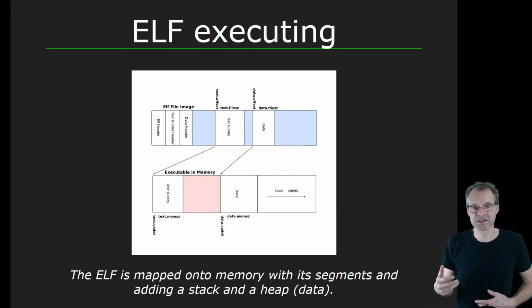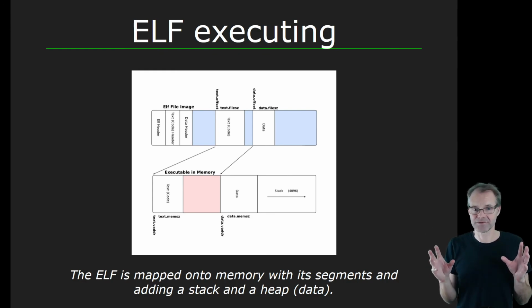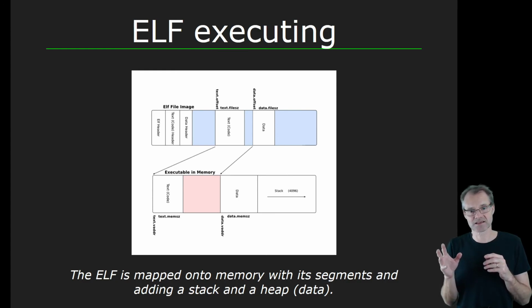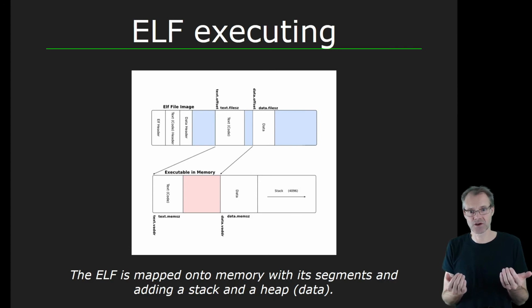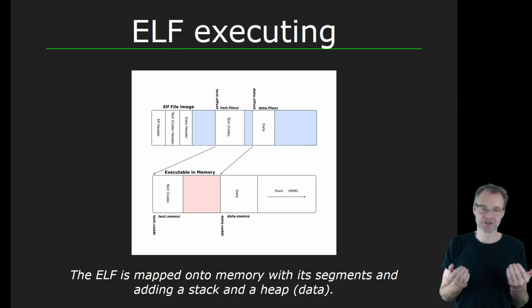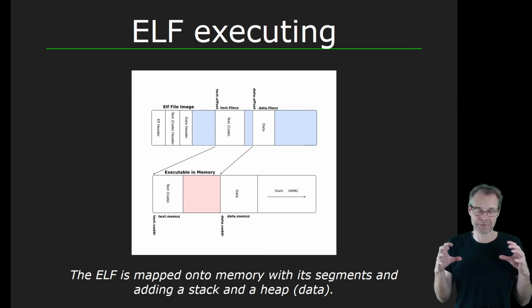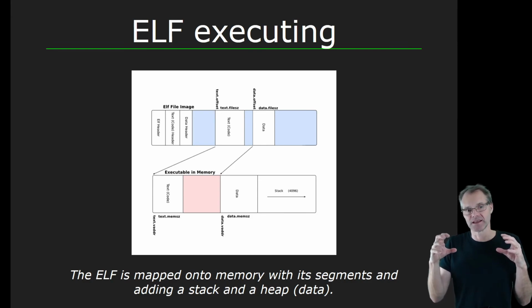If we try to visualize this, we see here an image with the ELF file above. You see the ELF header, some of the sections, the code sections and the data sections. When we then try to execute the ELF, the loader takes the sections for code and data from the ELF file and puts them into an executable in memory. So this is the actual process, and within this process, we're adding a stack and a heap.